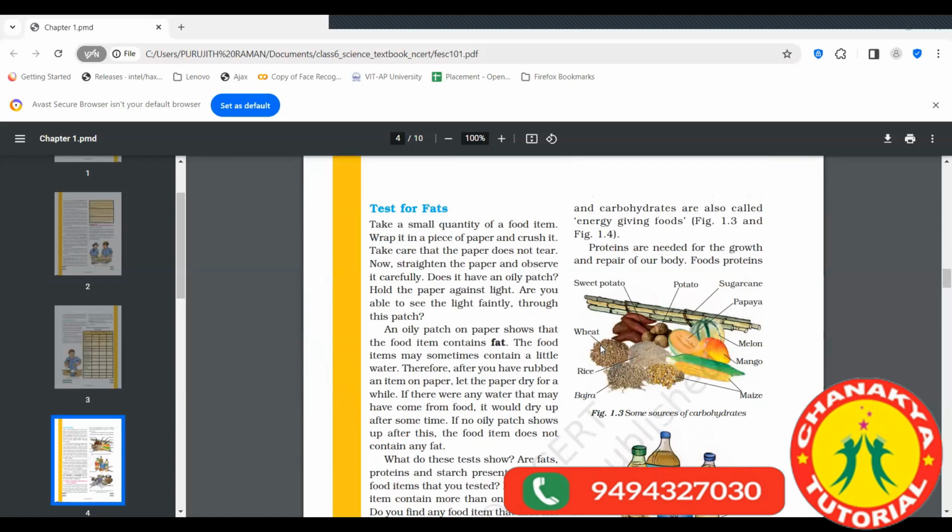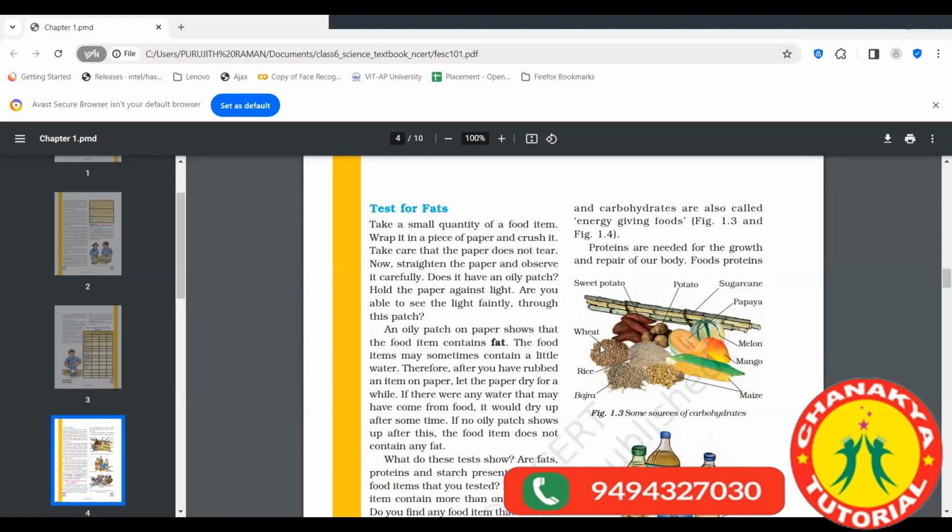Take some item of starch, then we put some drops of iodine on it. If the item changes into blue-black, it proves that it contains starch. Okay. Test for protein?